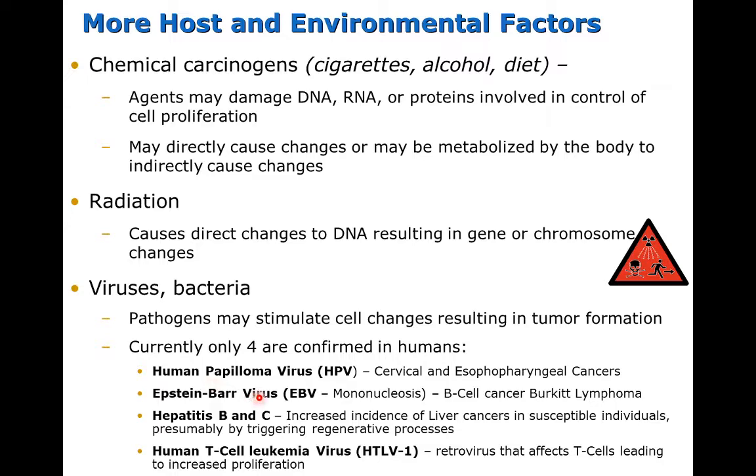The Epstein-Barr virus, which is the virus that causes mononucleosis, has been associated with B-cell cancers and Burkitt lymphomas. Patients with hepatitis B and C show an increase in their rates of liver cancer. And human T-cell leukemia virus is a retrovirus that affects T cells and can lead to a proliferation of T cells.